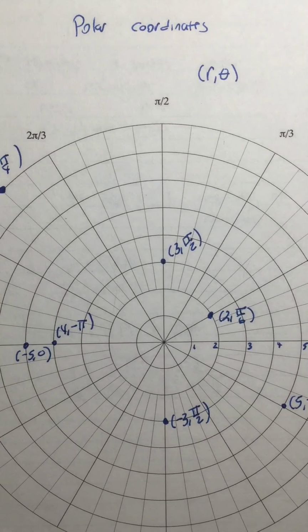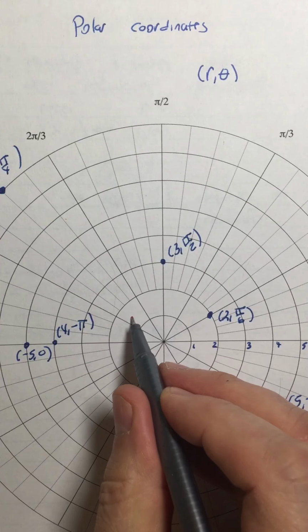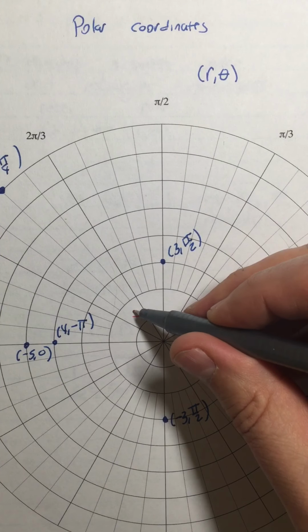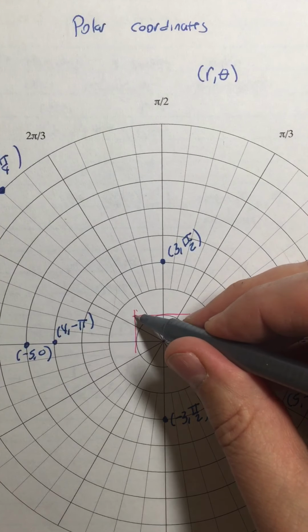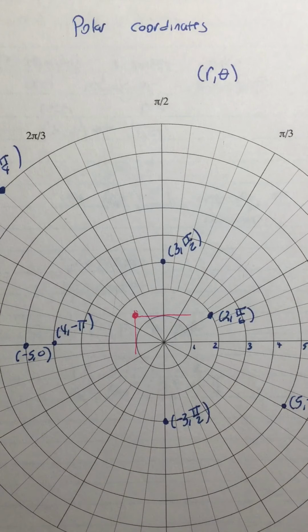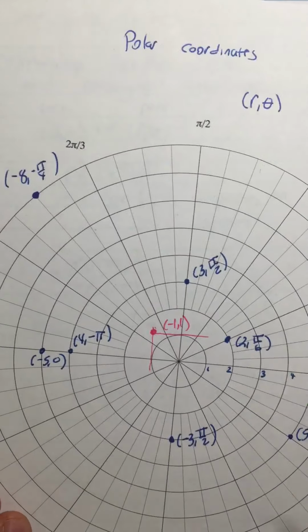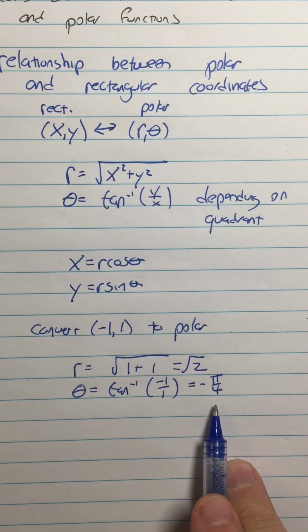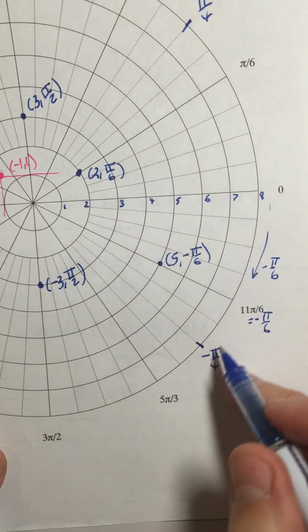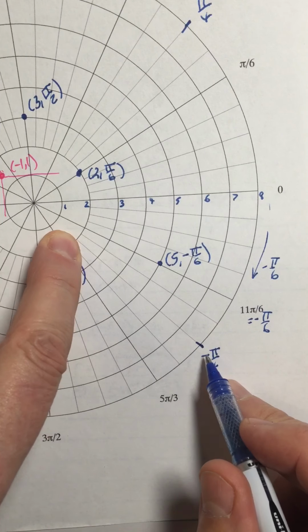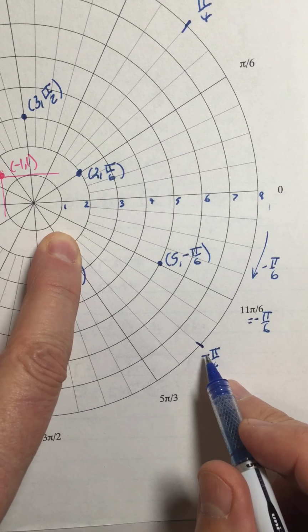Oh, here's another way we could do it, actually, to think of the point negative 1, 1. So think of a horizontal tangent to the circle, because this is y equals 1, and a vertical tangent to the circle, because this is x equals negative 1. Right there is the point we want. All right, so that's the point negative 1, 1 in Cartesian coordinates or in rectangular coordinates. All right, but if we say that the theta is negative pi over 4, we're going to be wrong, because negative pi over 4 is down here, and the point square root 2, negative pi over 4 is going to be down here.